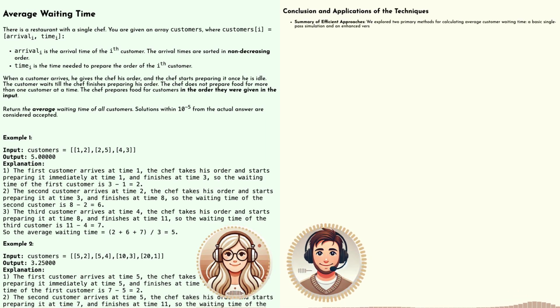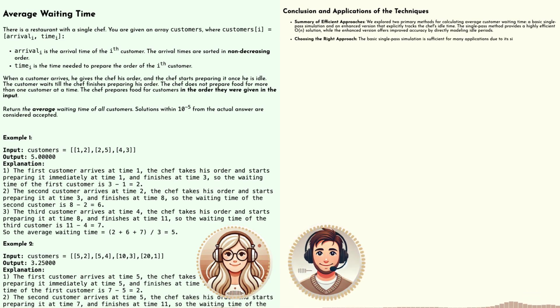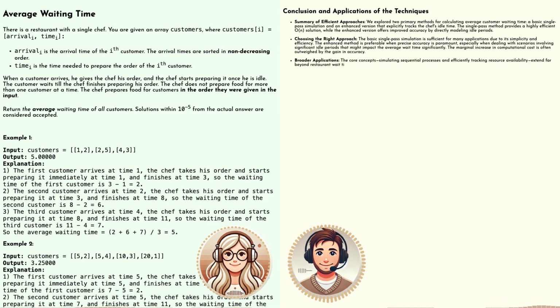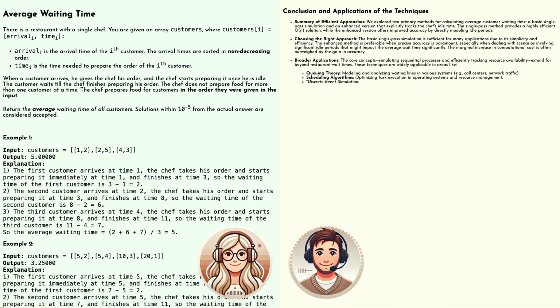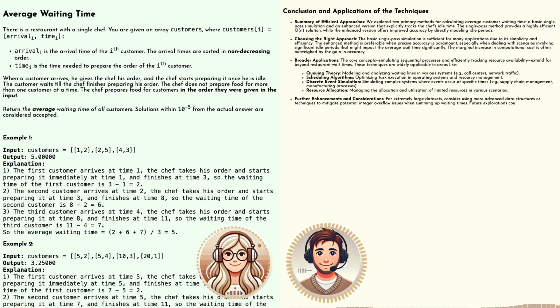This has been a really interesting look at the average waiting time problem. It seems simple, but there's actually a lot to it. But by breaking it down step by step and using techniques like single-pass simulation, we can find some pretty cool solutions. And the best part is these techniques can be used for all sorts of problems, not just restaurants. Anything with queues like traffic flow or even computer systems. It's like we found a new way to understand the world around us.